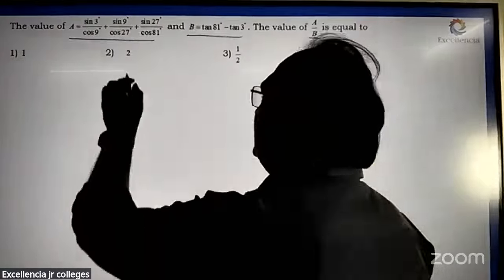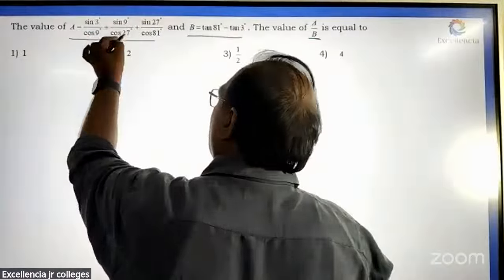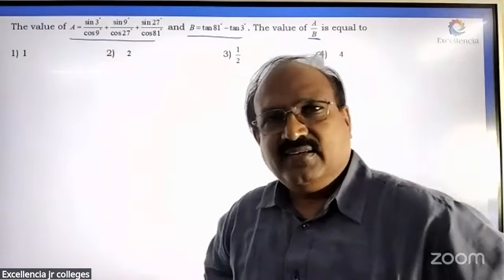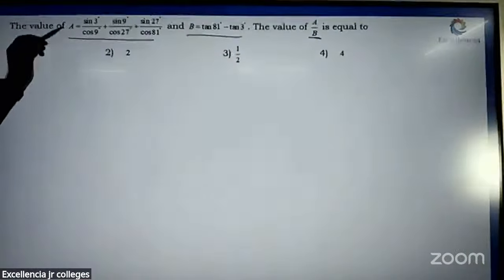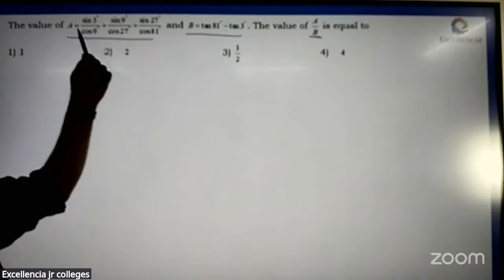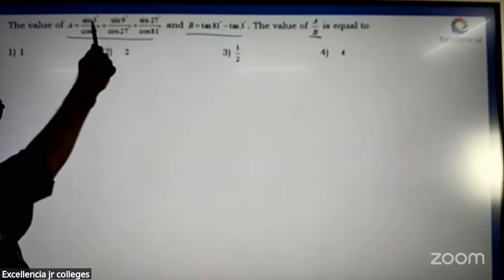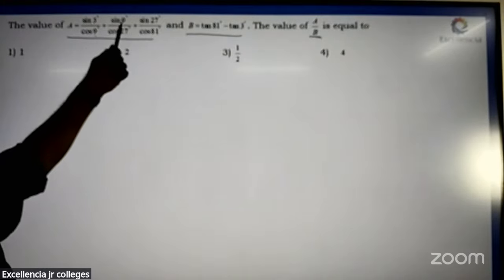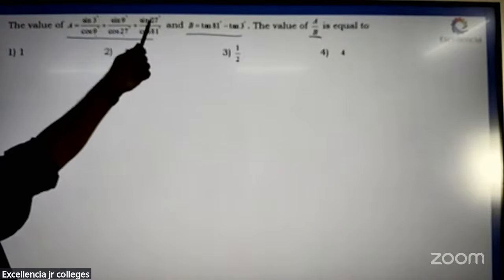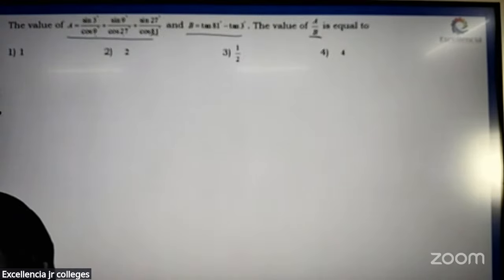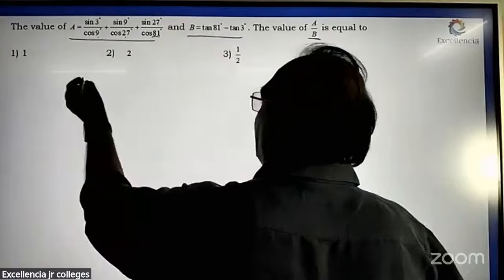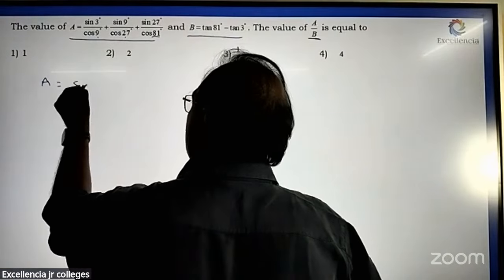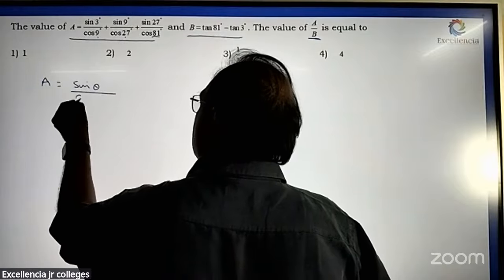A is equal to sin 3 cos 9 degrees, sin 9 cos 27, sin 27 cos 81. Here when you observe, 3 degrees is there, and here 9 degrees is there. So when I take this as theta, this is 3 theta. This is theta, this is 3 theta. So what I have to write here: let me take 3 degrees as theta, just for understanding sake. This is cos 3 theta.